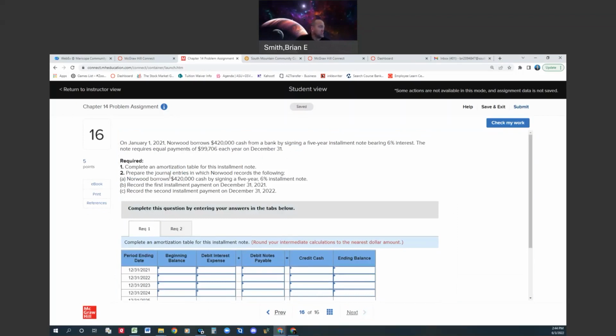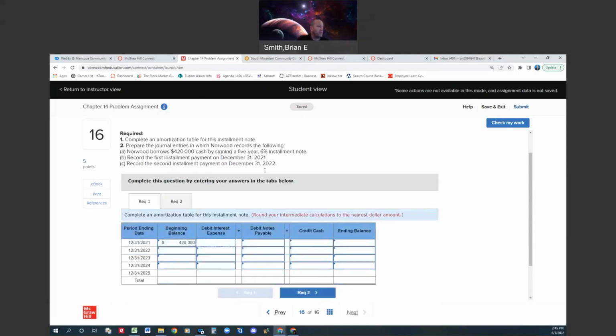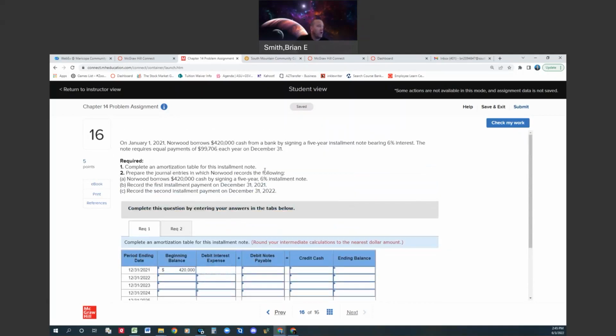All right. So what we need to do first here is complete this amortization table. On January 1st, Nord borrows $420,000 by signing a 5-year installment note bearing 6% interest. The note requires equal payments of $99,706. We're going to complete an amortization table for this. So if you don't know how to do this, it says it requires equal payments of $99,706. So our credit to cash could be over here, $99,706.